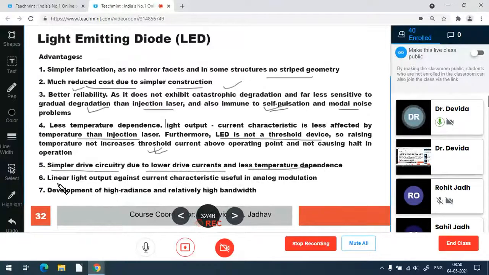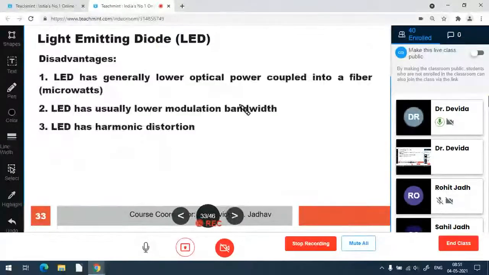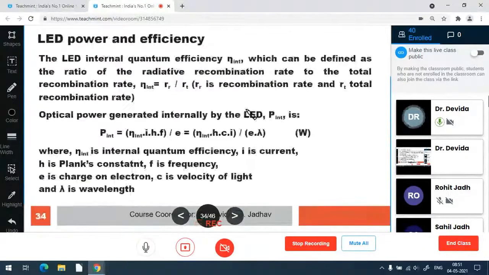So linear light output against the current characteristic is useful for analog modulation. So the light output is linear, and development of high radiance with relatively high bandwidth is possible. So these are the advantages. But the disadvantages are that it generally provides lower output, in the order of microwatts, the LED has a lower modulation bandwidth, and the LED has harmonic distortion.